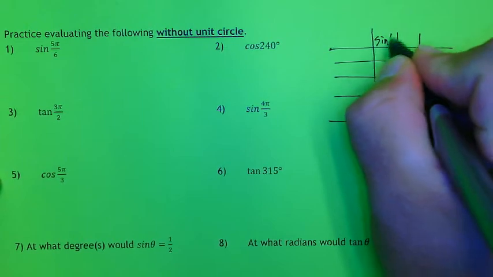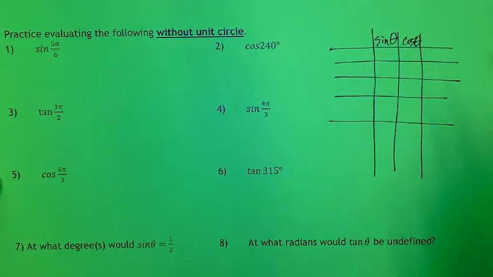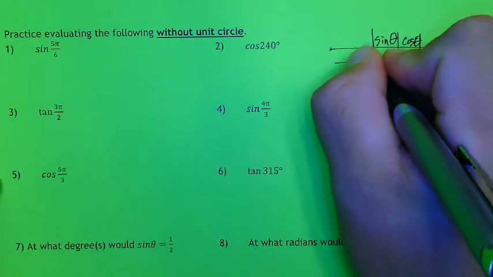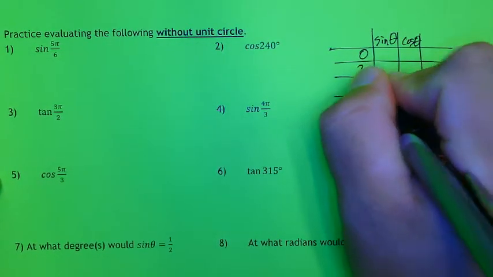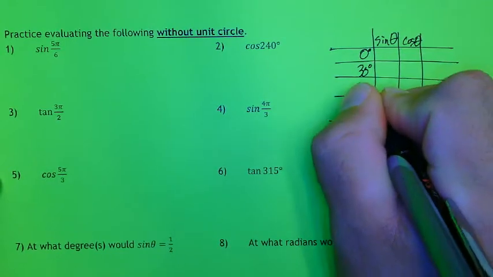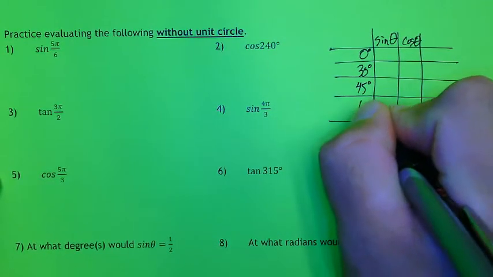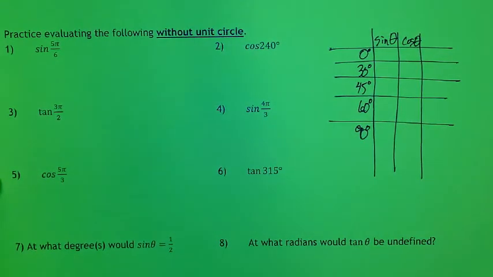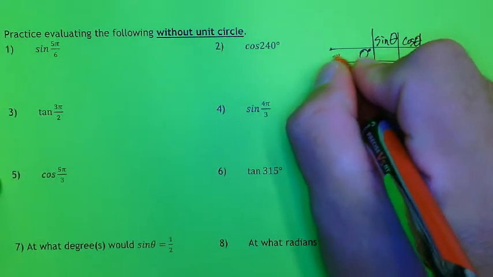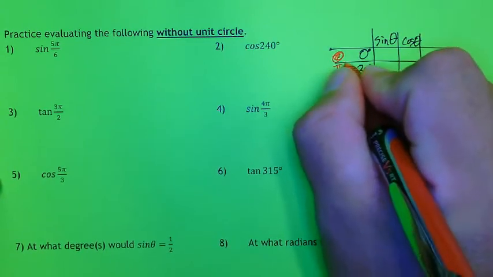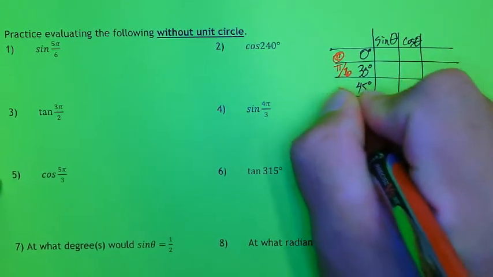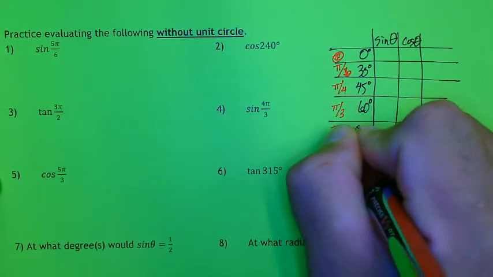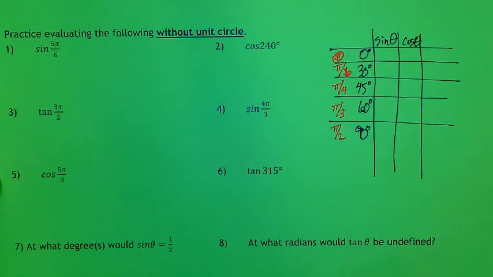We know we have sine of theta, and we know we have cosine of theta. These are the two most important ones. 0 degrees, 30 degrees, 45 degrees, 60 degrees, 90 degrees. 0 radians, pi over 6, pi over 4, pi over 3, pi over 2.